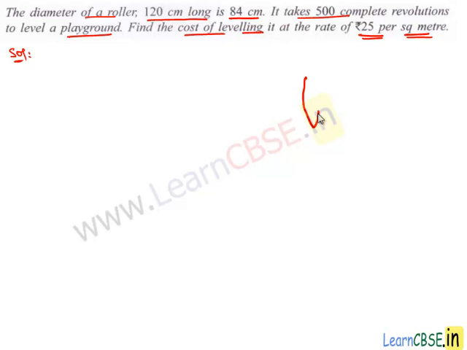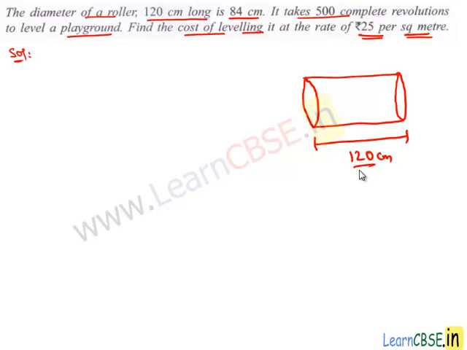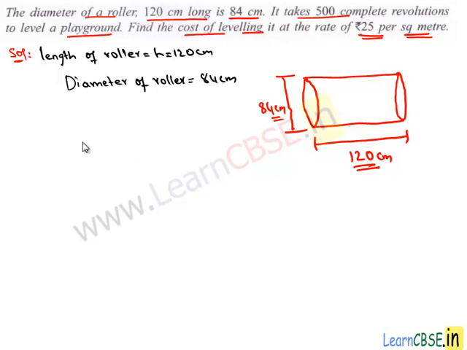Here we have a roller. Let us assume this is the roller and it is 120 centimeters long. That is, the length of the roller is 120 centimeters and the diameter of the roller is 84 centimeters. And diameter is equal to 2 times its radius, and it is equal to 84 centimeters. Therefore the radius of this roller is 42 centimeters. So using these two we can find the cost.